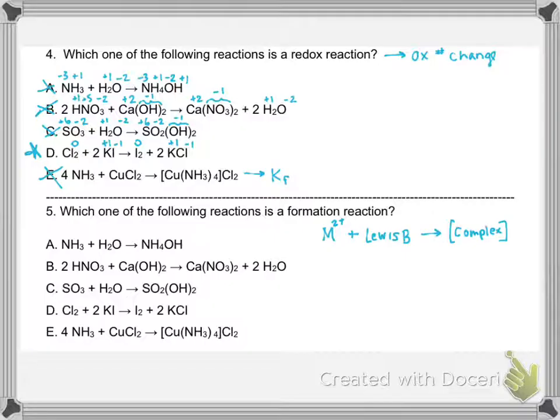And so if we look at A, this is some sort of base hydrolysis. The second one is acid-base neutralization. The third, I think, is also base hydrolysis of some sort. And for the fourth one, that is our redox reaction. And then here, as we said before, this is our formation. We know we have our transition metal. Ammonia has a lone pair, so it can act as our Lewis base or our ligand. And then we make the complex. So this would have some KF.